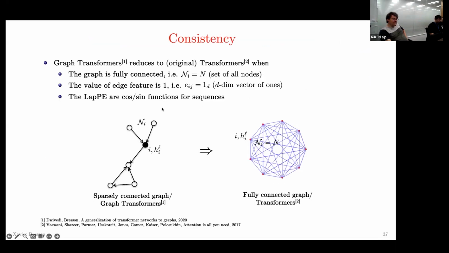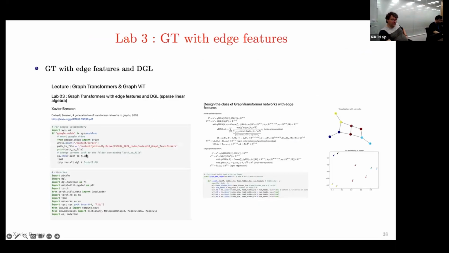The reason is simple: if suddenly your graph is fully connected and you don't have edge features, basically the edge is 1, suddenly it gives you the standard transformer. So we wanted this mathematical consistency, because it's a very natural thing to do. So that was the thing.